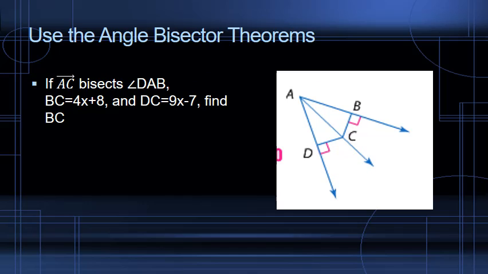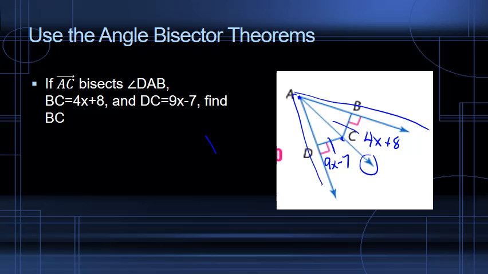All right, same diagram. We're going to dissect it a different way. It says if ray AC, so here we got a ray, we've got the endpoint here, it's passing through C, we see it's going on out to infinity somewhere, so it's a ray. If it bisects angle DAB, so it's bisecting this large angle here, and BC, this line here, is equal to 4x plus 8, and DC is equal to 9x minus 7, find BC.